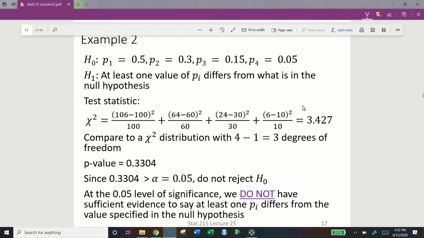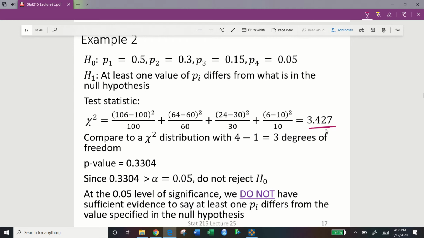Calculating our test statistic, again, it is observed minus expected squared divided by expected. We get a chi-squared test statistic of 3.427, and we will compare this to a chi-squared distribution with 4 minus 1, or 3, degrees of freedom.